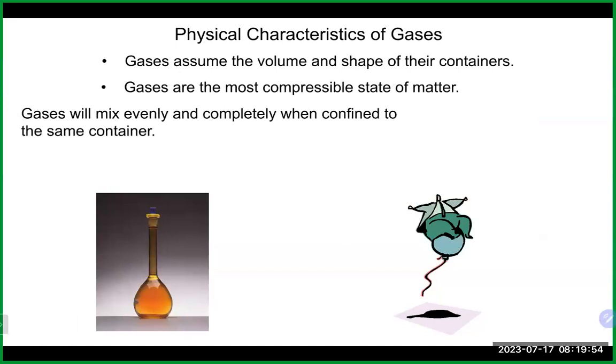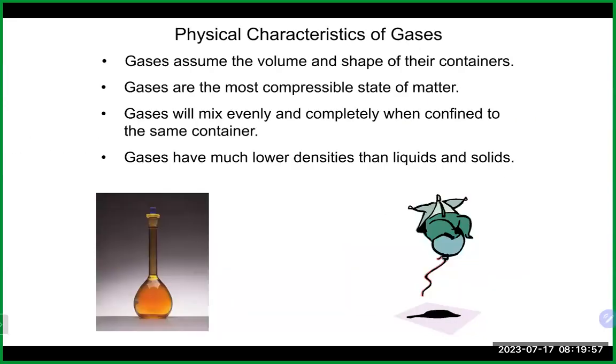So let's talk a little bit about some characteristics of gases. Gases assume the volume and shape of their containers. One of the things we talk about a lot in this chapter is the idea of an ideal gas, where the gas molecule is flying around pretty much freely in the container. When we think about the volume of the gas itself, we really oftentimes refer more to the volume of the container rather than the gas itself, as it is moving uniformly throughout that container. Gases are the most compressible state of matter.